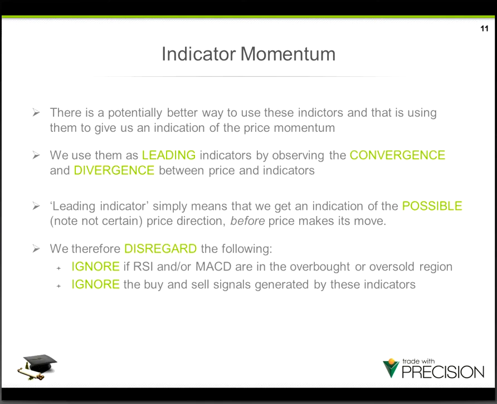We're then disregarding the following indicator signals. We are ignoring the RSI overbought and oversold signals along with any MACD line crosses that occur, since the buy and sell signals generated by these indicators are lagging in nature, and we don't want to confuse ourselves with how we're really using these tools.